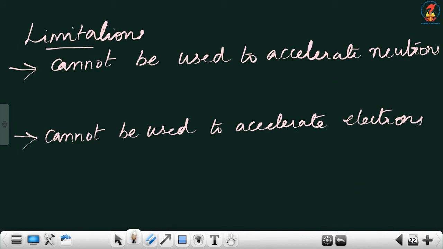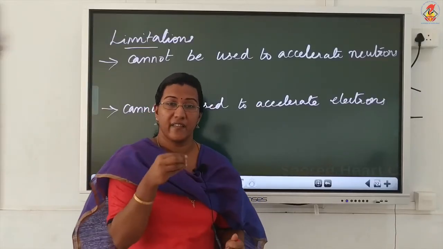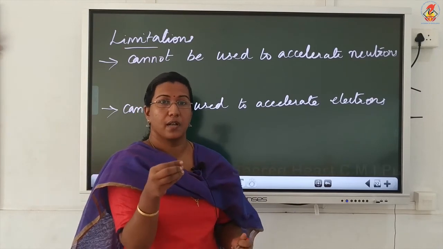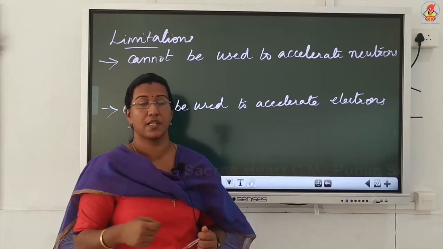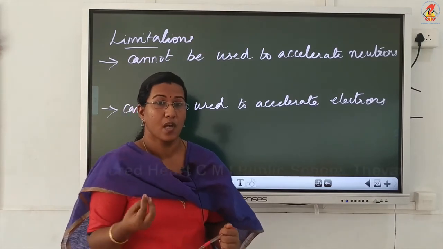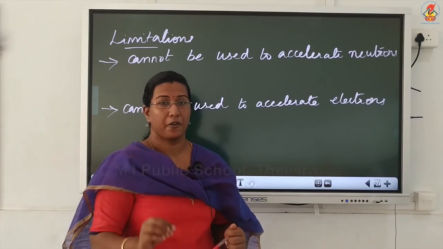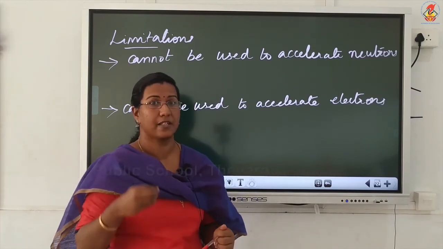But a cyclotron also has its own limitations. I told you we are using a positively charged particle. We can never accelerate a neutron using a cyclotron. Why? Because the charge of the neutron is equal to 0, so the force experienced by the neutron will be equal to 0. So, a cyclotron can never be used to accelerate a neutron.